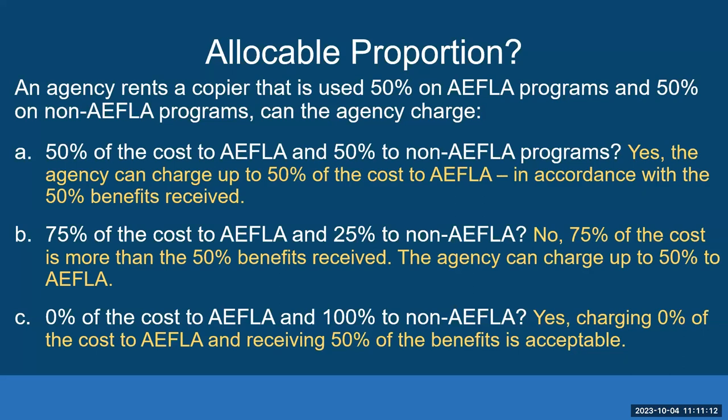So again, in general, the allocable proportion concept is when two or more programs share costs, plan ahead of time. The cost must be charged to each program in proportion to the benefit received, or if solely paid 100% with one funding source, the cost must benefit 100% such funding source. And that is pretty much it for allowability and allocation. James, do we have any questions on the Q&A?